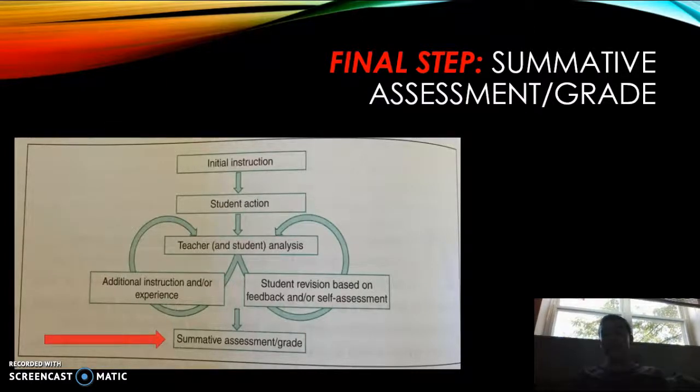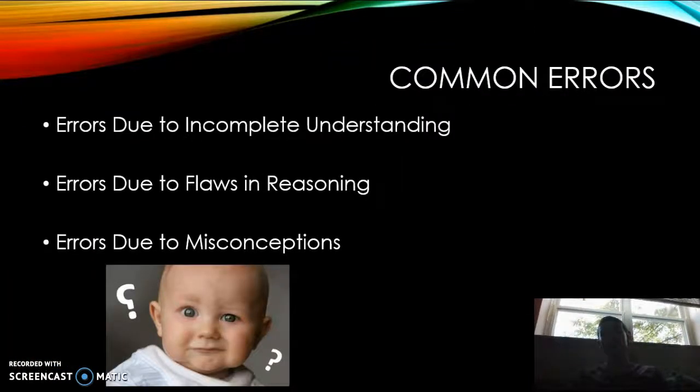And then after you do that, that's when you test your students. You don't test them before they understand the content. You test them after they understand the content, because then they'll get better grades, and everyone will just be happier if you use the feedback loop. So common errors that you need to use the feedback loop for are errors due to incomplete understanding, errors due to flaws in reasoning, or errors due to misconceptions. I'm going to go through each one and explain what they are.